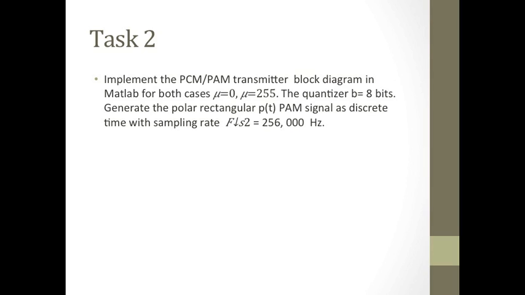But as demonstrated in the previous slides about the transmitter part, I understand what it does and what the expected results out of it are, which is a continuous time rectangular pulse with amplitude 1 with a sampling rate of 256,000 Hertz.